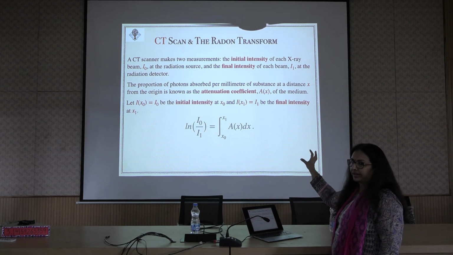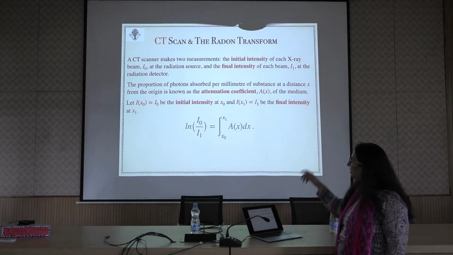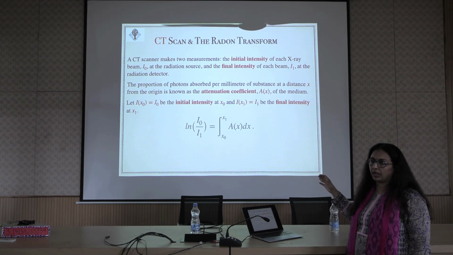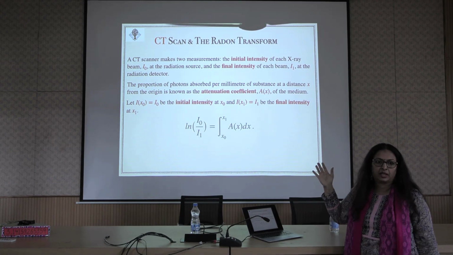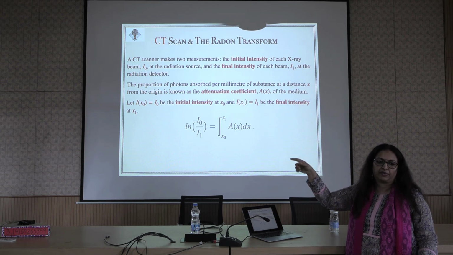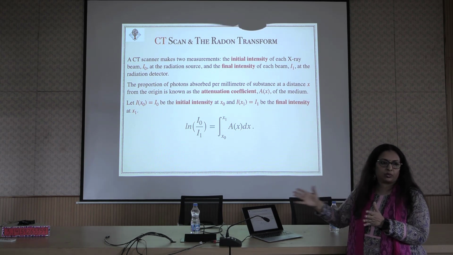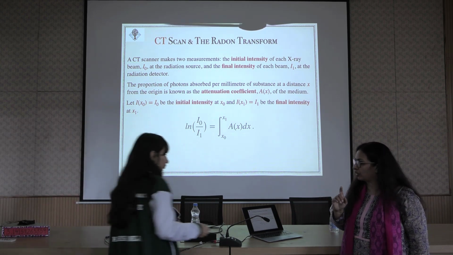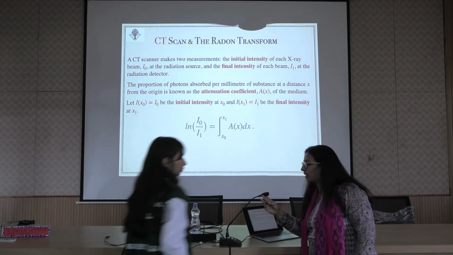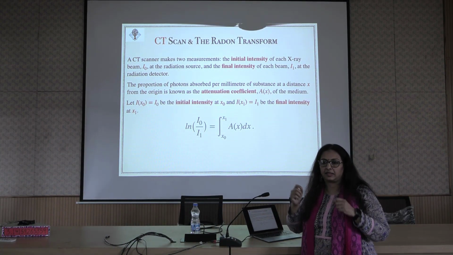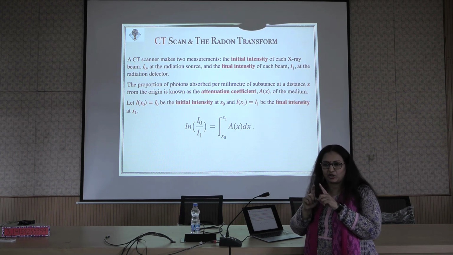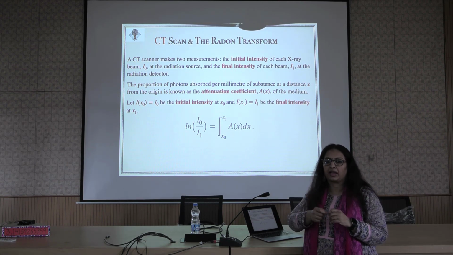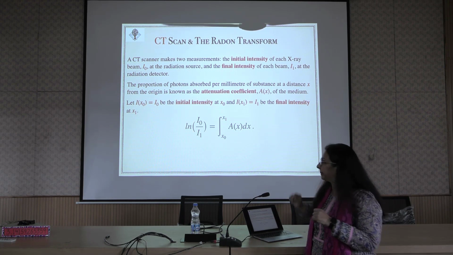So the mathematics is expressed via this equation. It says that the natural log of I0 over I1 is equal to the integral from X0 to X1 of A(x) dx. If you imagine A(x) as a curve, you are just looking at the area under the curve between X0 and X1, provided your A(x) is nice enough. But you have to remember that this x is not the x-axis that we are looking at. These are lines which are parametrized, and along the line, this is what is happening.